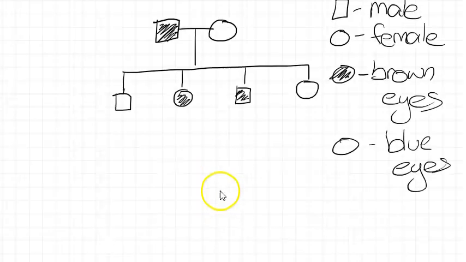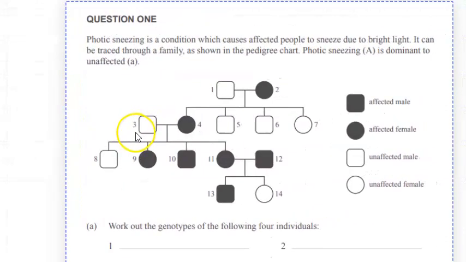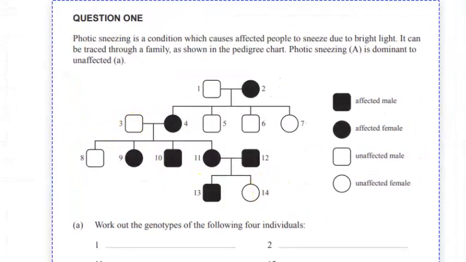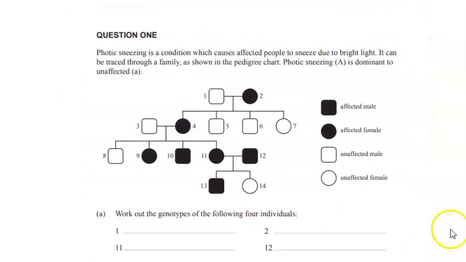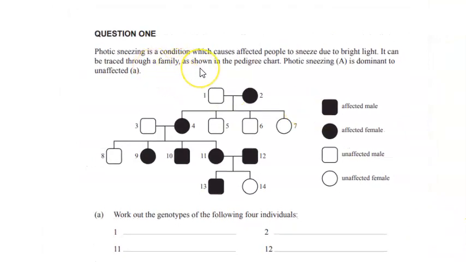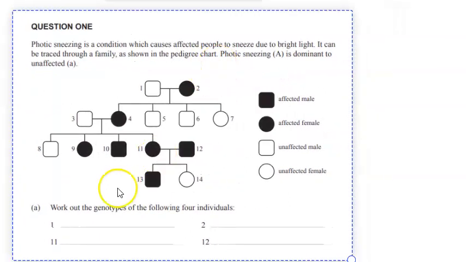So I thought the best way to go through this would be to look at a past exam. So here we have a past exam from a couple of years ago. So photic sneezing is a condition which causes affected people to sneeze due to bright light. It can be traced through a family as shown in the pedigree chart. Photic sneezing, capital A, is dominant to unaffected, lowercase a. So let's have a look at these. So work out the genotypes of the following 4 individuals.